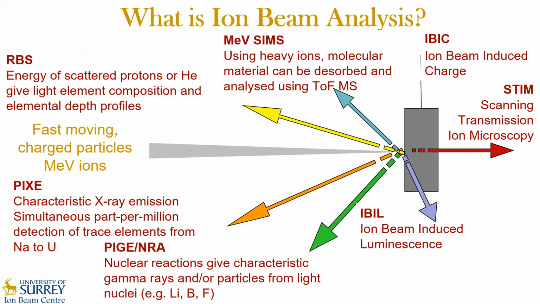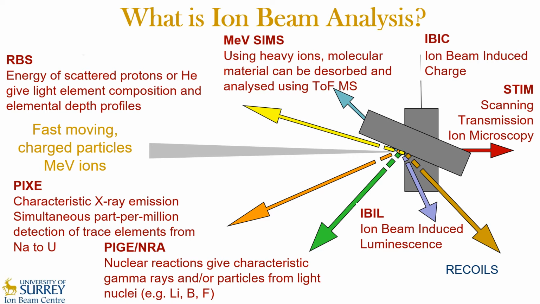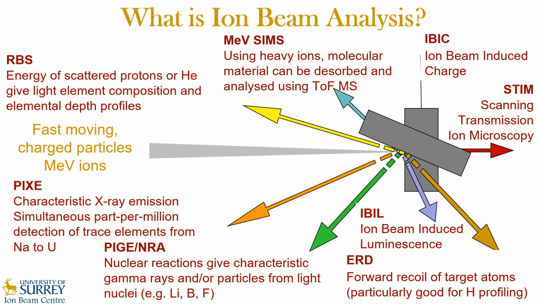MeV ions can also desorb intact molecules from surfaces, and these can be analysed in a mass spectrometer. The target can be tilted so that glancing angle can be used. Using glancing angle and heavy ions, lighter ions can be recoiled from the target, and these can also be studied. So what we have is a great combination of techniques which can reveal many things about a sample, and a lot of them can be used simultaneously with the same ion beam.